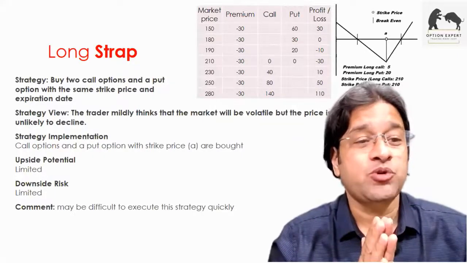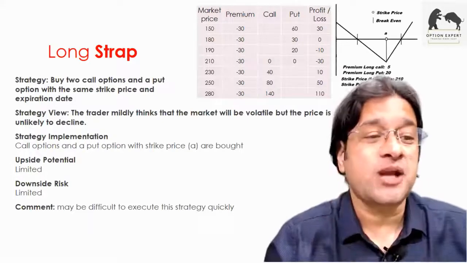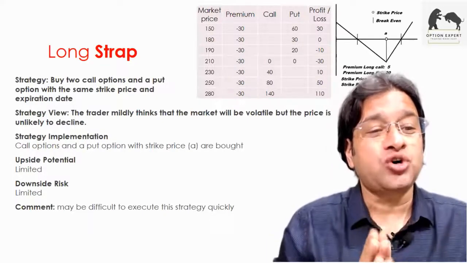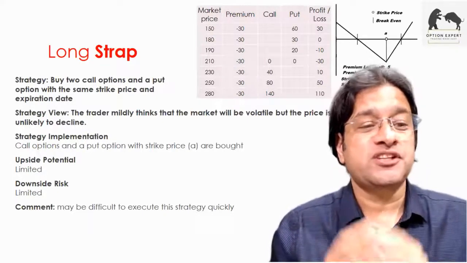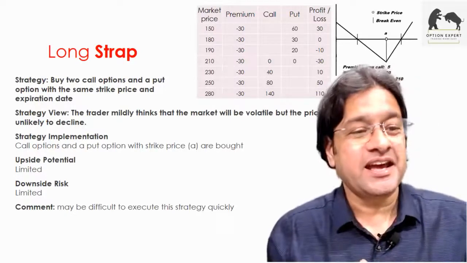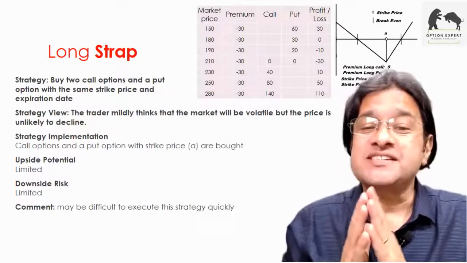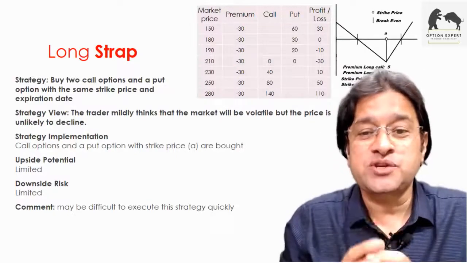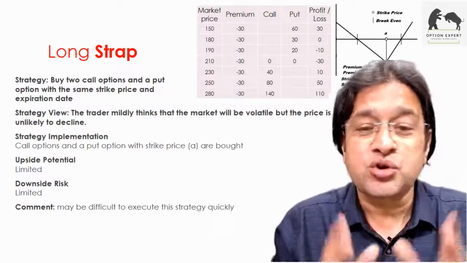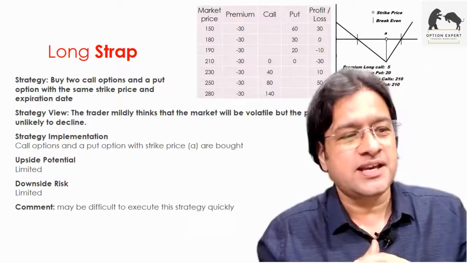Now, after long strip, what we're understanding is the strap. How does the strap work? Here you are buying two call options and a put option with the same strike price and expiry date. The trader mildly thinks that the market will be volatile, but the price is unlikely to decline. He wants to get advantage of this call, so he buys a double call and a single put.